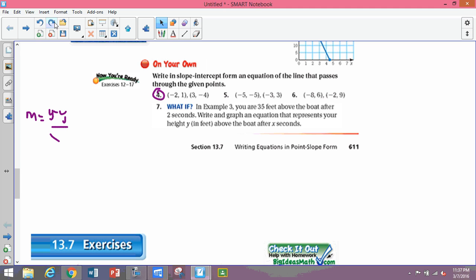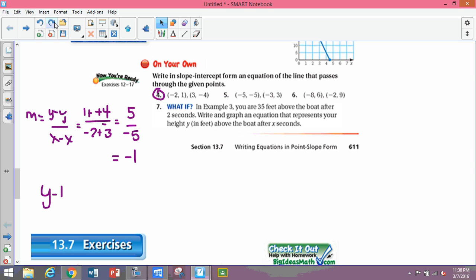Okay, so my slope is y minus y over x minus x. So I'm going to do 1 minus negative 4 over negative 2 minus 3, which becomes 1 plus 4 over negative 2 plus negative 3. So it's 5 over negative 5, which simplifies then to negative 1.